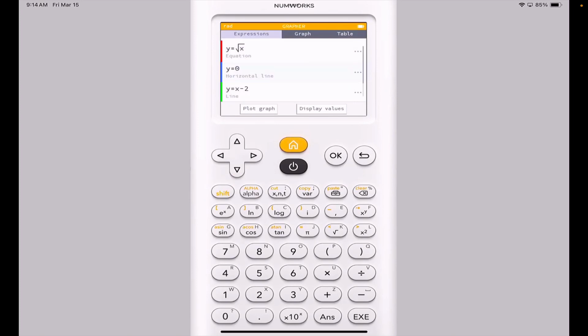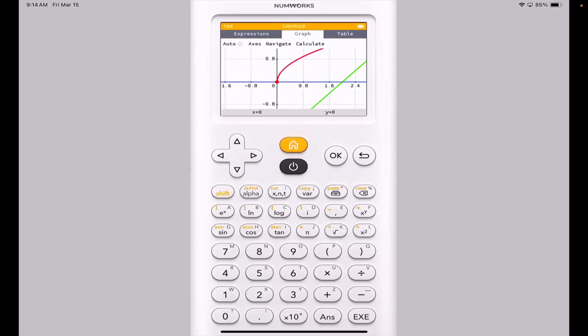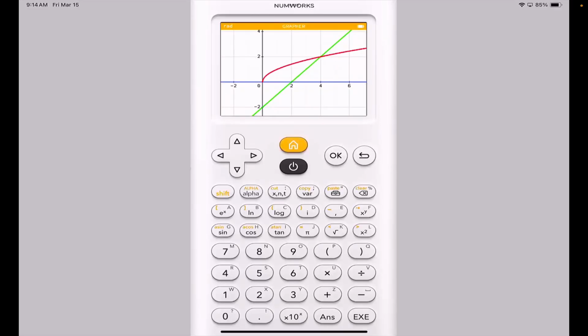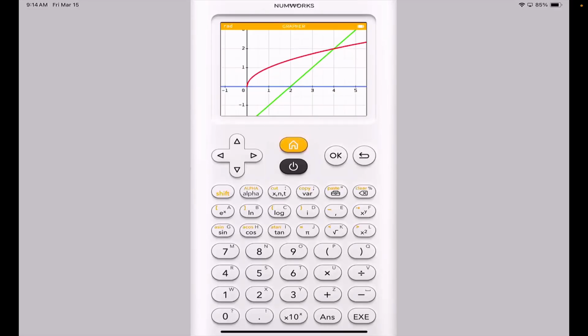Okay, so I'm going to go take a look at it now. All right, I can't really see it, so I'm going to navigate a little bit. There we go.